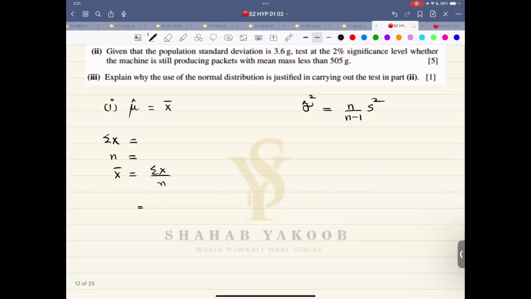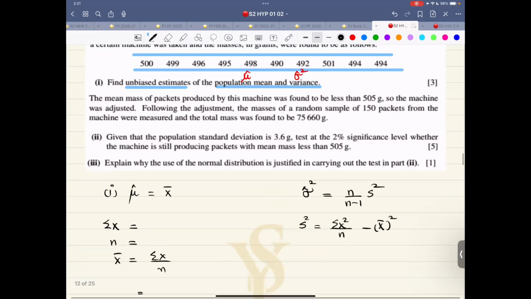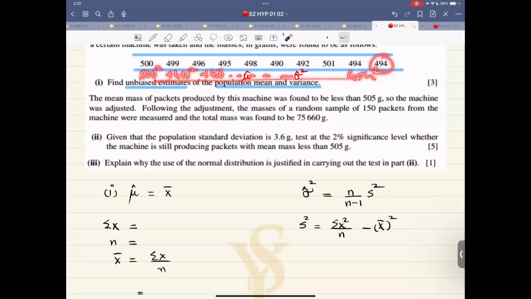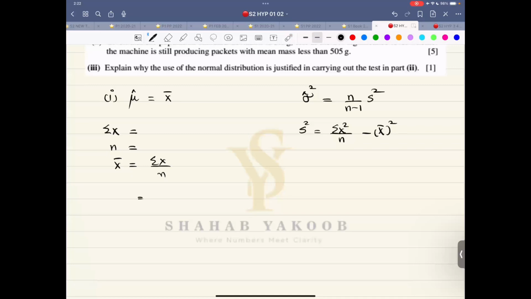Over here, the sample variance is sigma X square over N minus X bar square. That means we will take all these values and individually square them. So 500 square, 499 square, 496 square, all the way till 494 square. Divide by how many they are, which is 10, minus the mean score. We will take the square of that, and that is how S square is obtained. Once S square is obtained, sigma square with a hat is n over n minus 1 times S square, that's right over here.